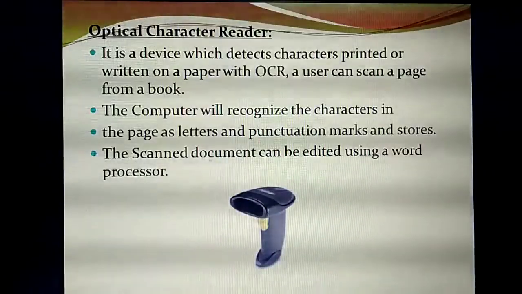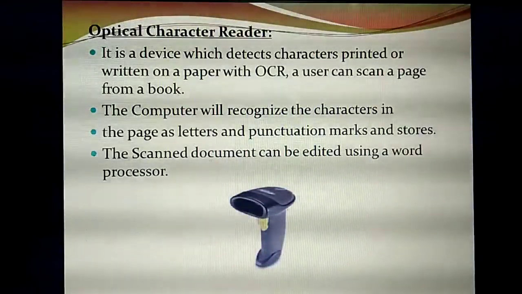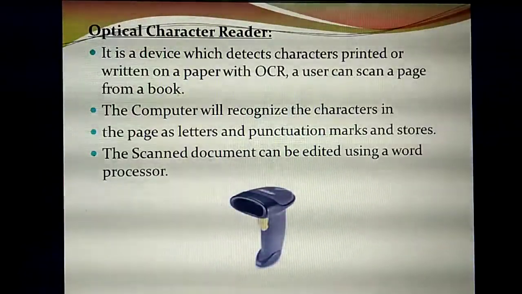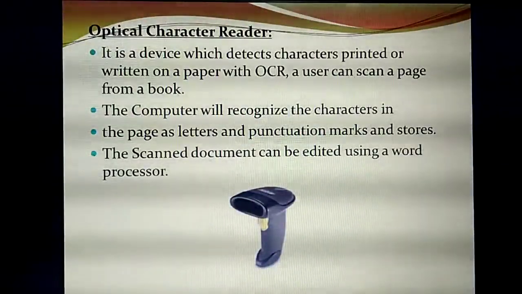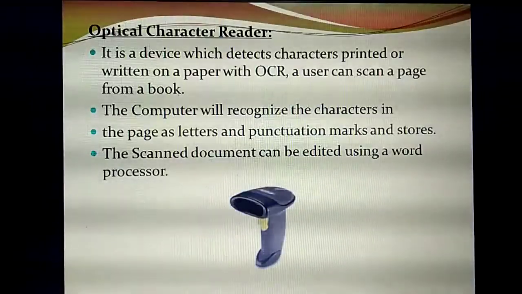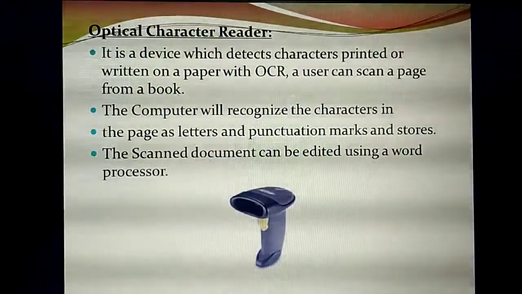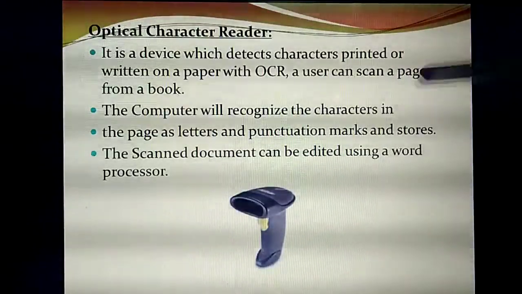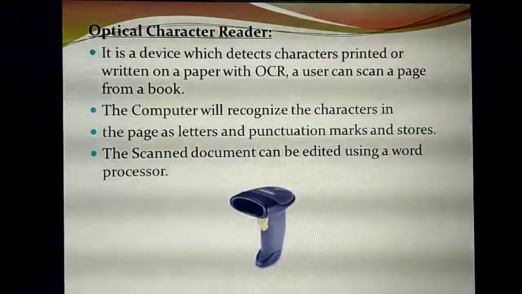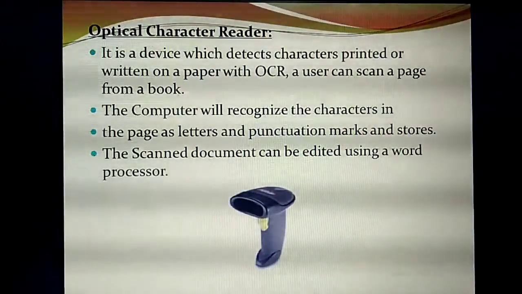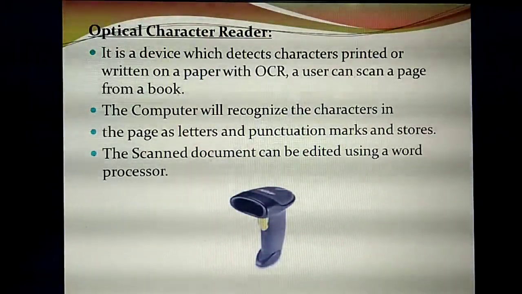What's the use of this? You can detect particular characters printed or written on a paper. For example, I have one paper on which I have written some notes, ten lines, and I need to scan only five lines alone. At that time I use this optical character reader. You can scan a full page from a book also, or detect particular characters from that book.